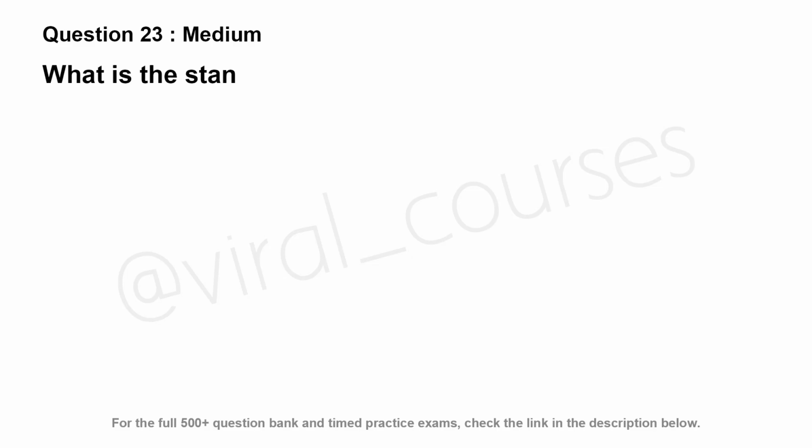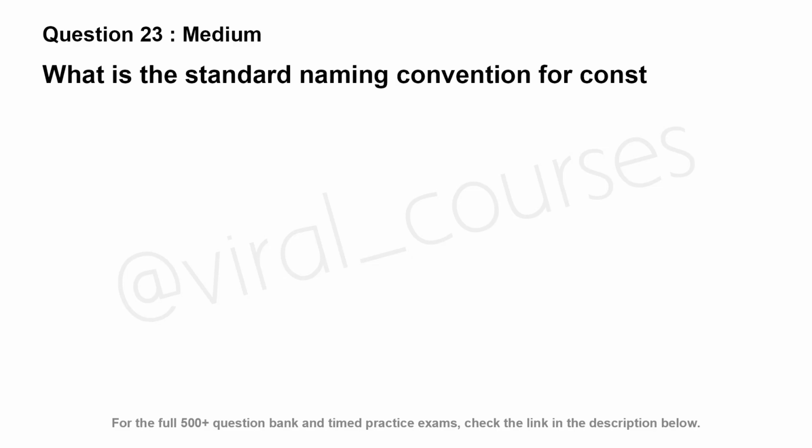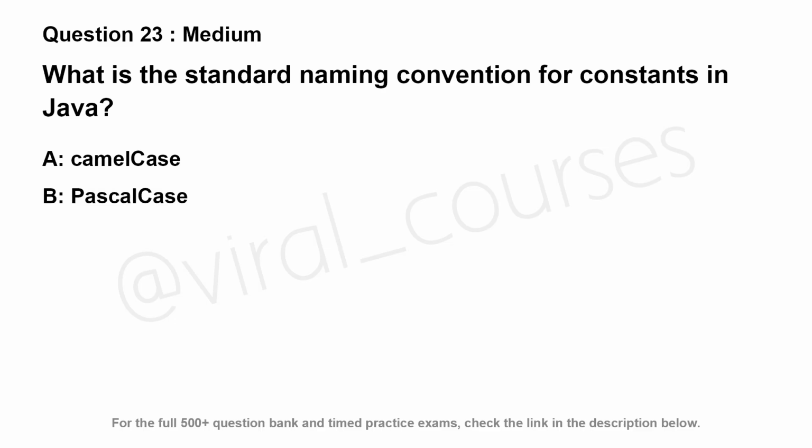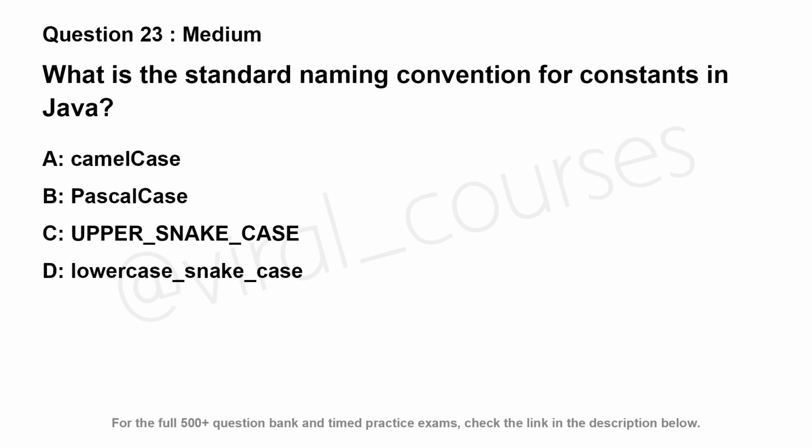What is the standard naming convention for constants in Java? Option A, camelCase. Option B, PascalCase. Option C, UPPER_SNAKE_CASE. Option D, lower_snake_case.